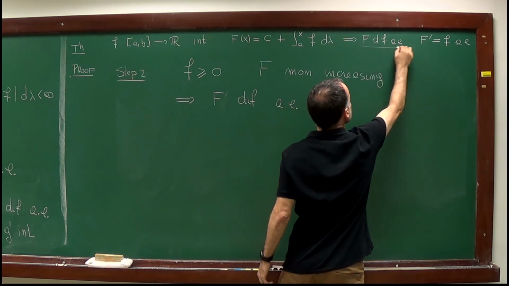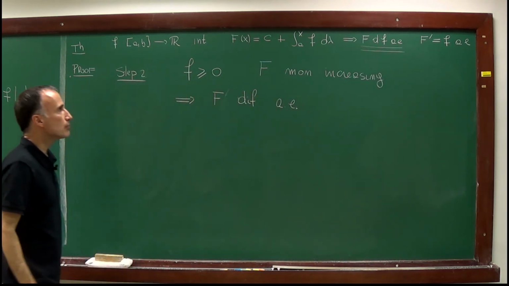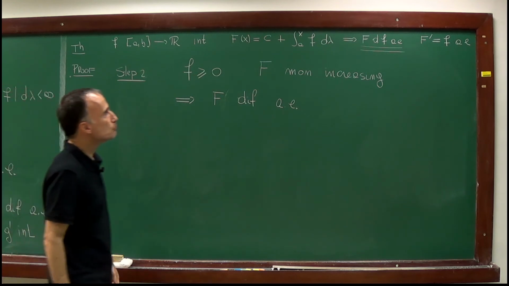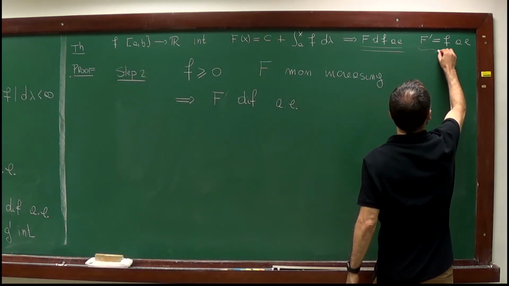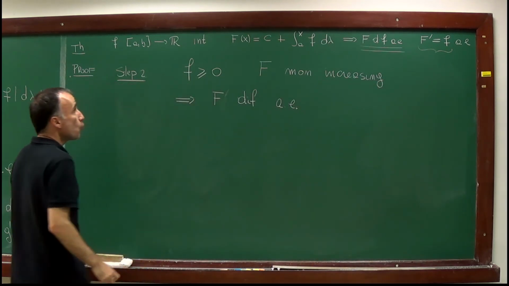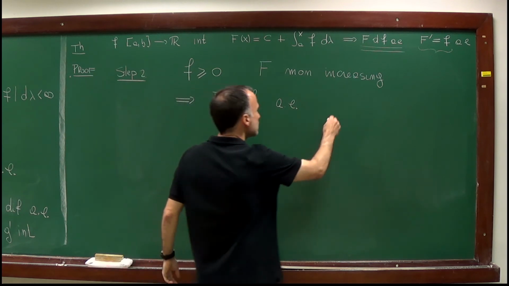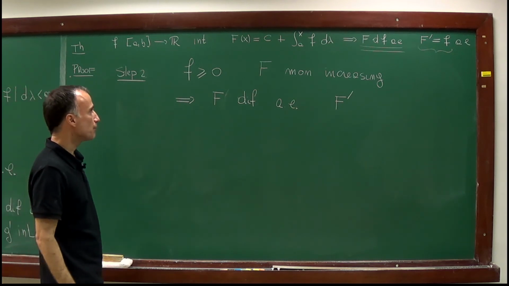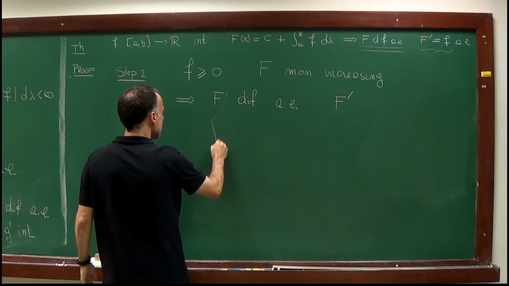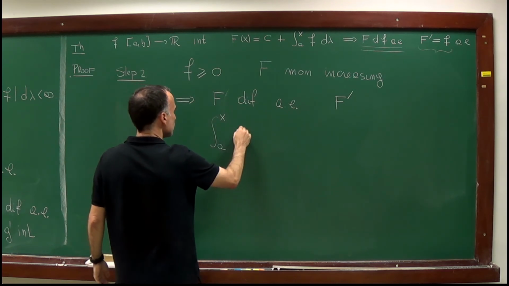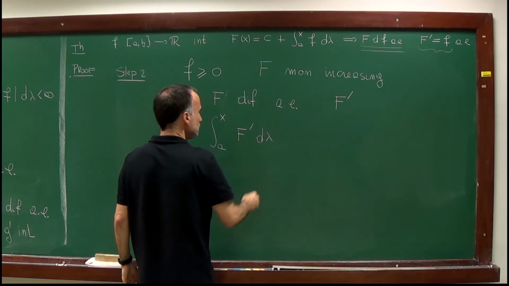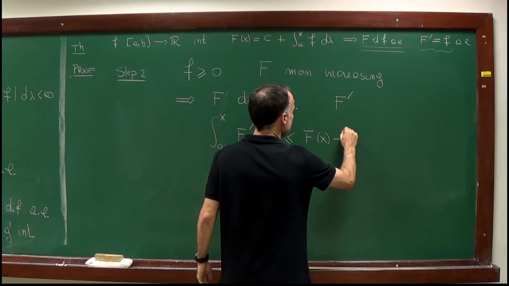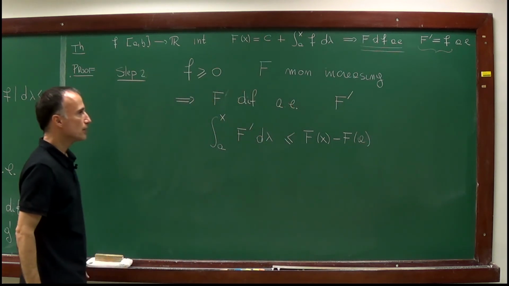So this was the first assertion of the theorem, which follows from a previous result. Now we have to prove that F prime is equal to f. Well, we know that F is differentiable. Let's represent by F prime the derivative of the function F. We know from a previous result that the integral from a to x of F prime d lambda is non-negative, and that this is less or equal than F of x minus F of a. So we proved this inequality.